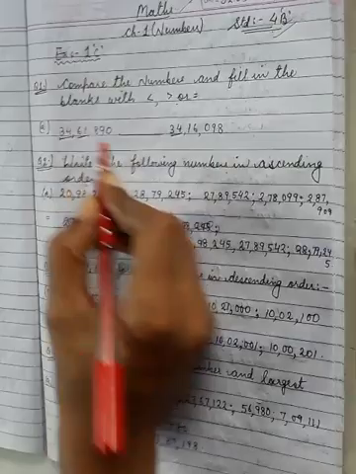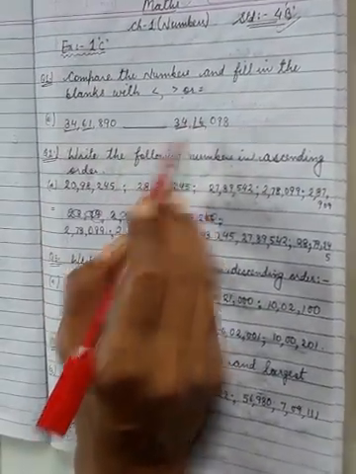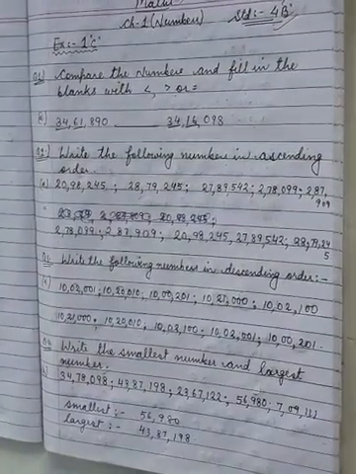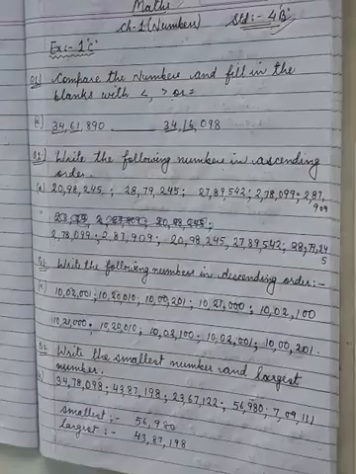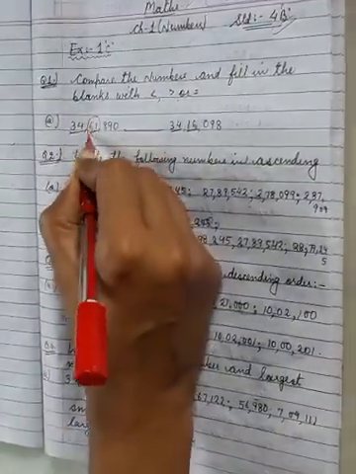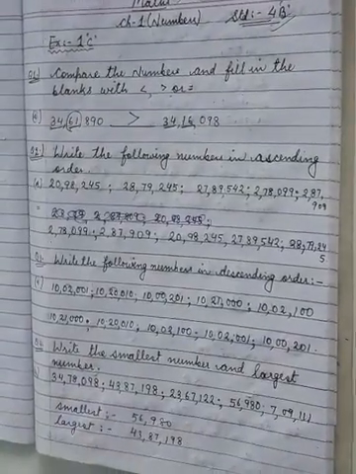Here is 61, here is 16. So which one is greater, 61 or 16? You can now normally identify which one is greater or which one is smaller. So here 61 is greater, which means this number is greater and this number is smaller. So we will move to the next question.